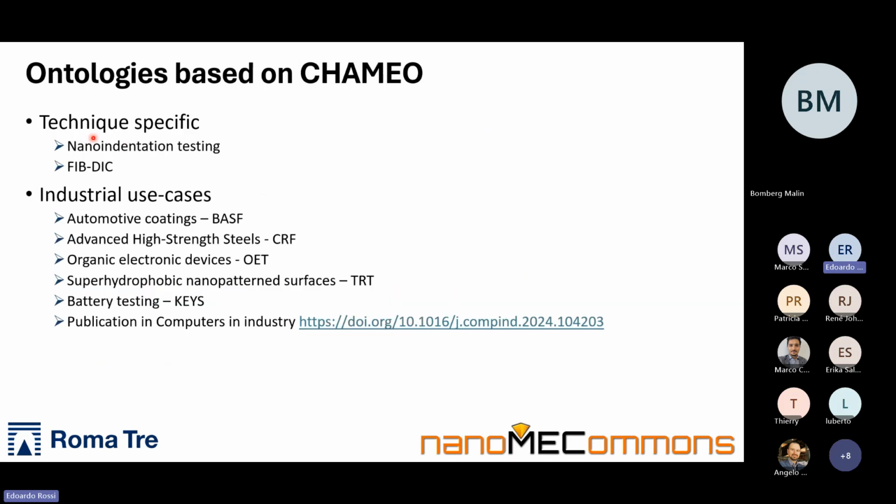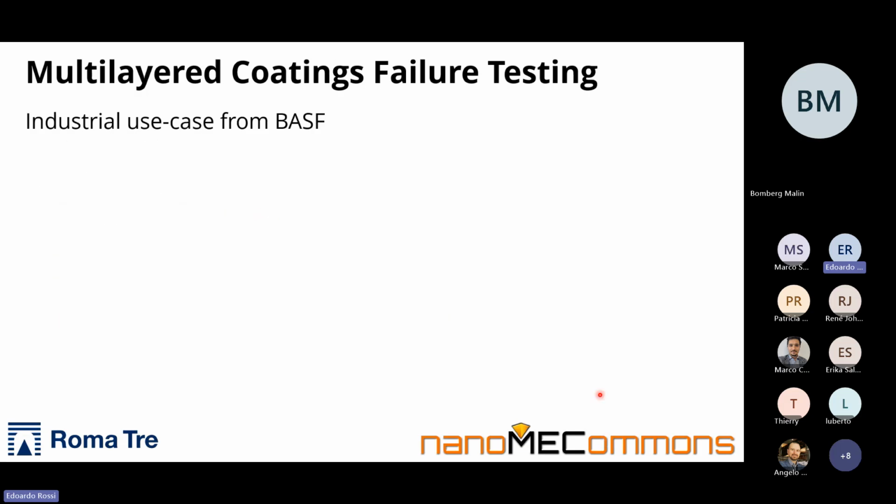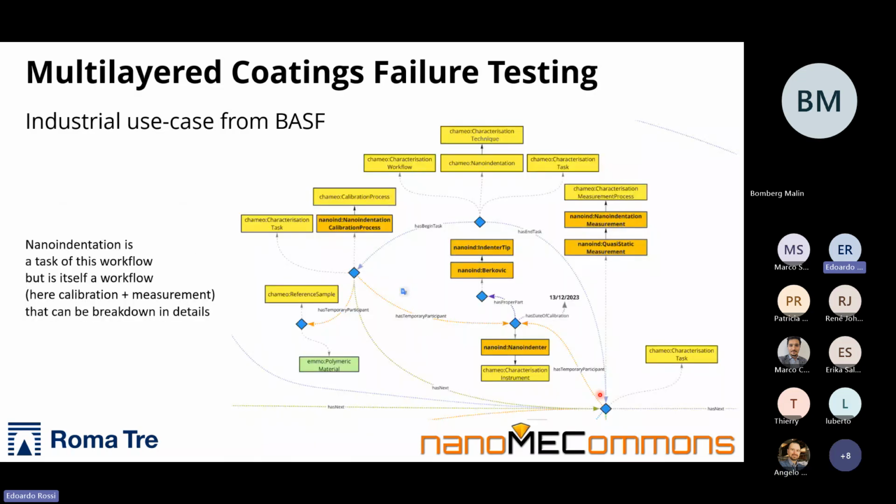As Marco was saying, we have done intense use case definitions, mainly on nano-indentation testing and focused ion beam digital image correlation, and we applied it to use cases from several industrial partners in the NanoMommons project. So this is an example again. This was an example of ontologization of the process in failure testing for multi-layered coatings. So again, it's an application of nano-indentation to the specific output property, which is the failure resistance of coatings.